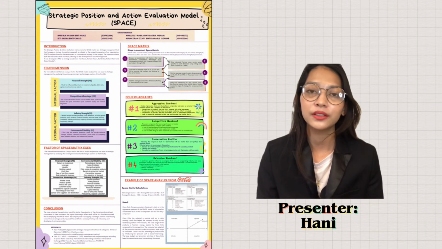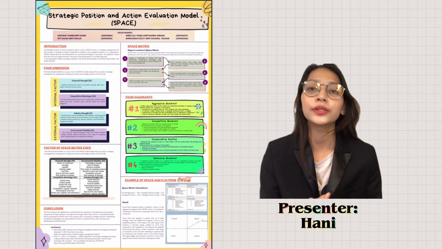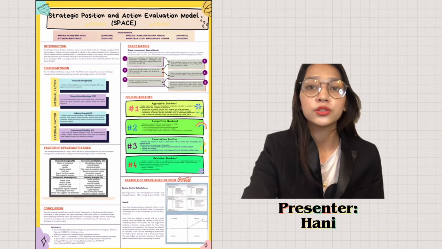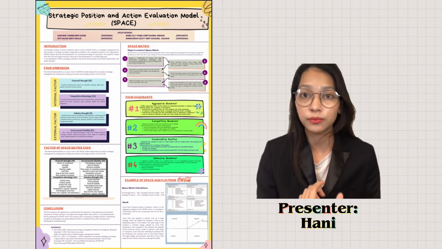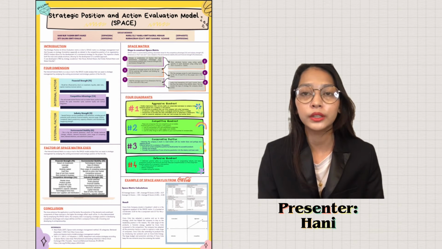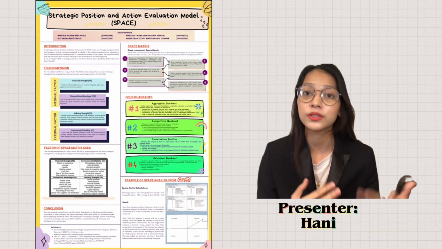Hi, Assalamualaikum everyone. My name is Hani Yasmin binti Hamzi, and I will continue explaining the other two quadrants, which are the conservative position and the defensive position. First and foremost, let me explain the conservative position.